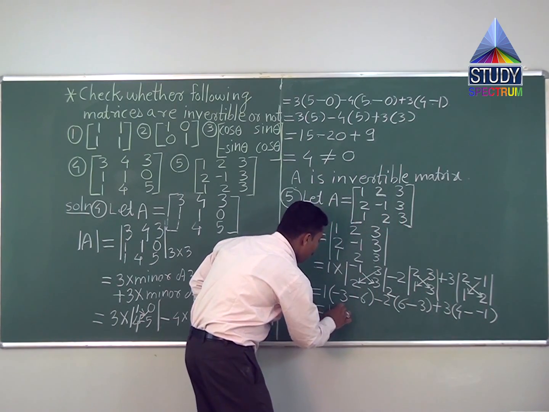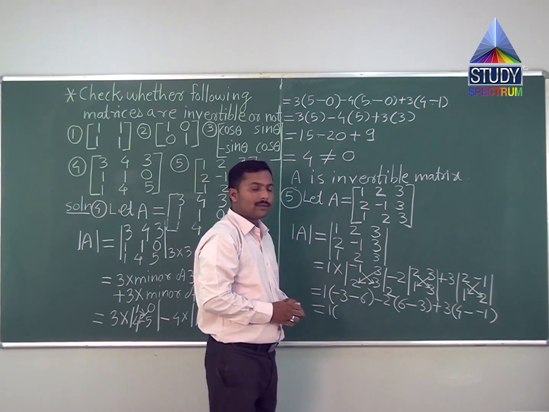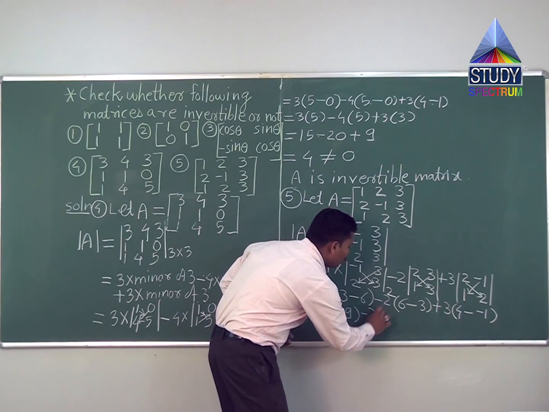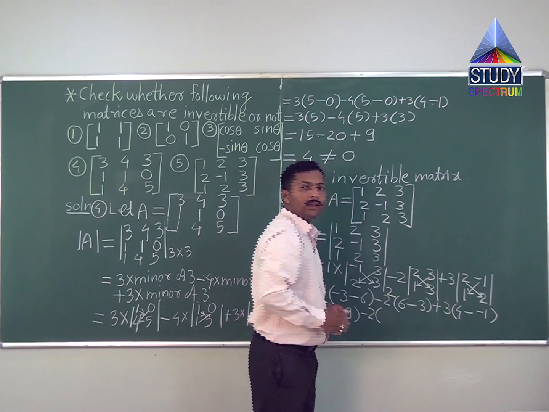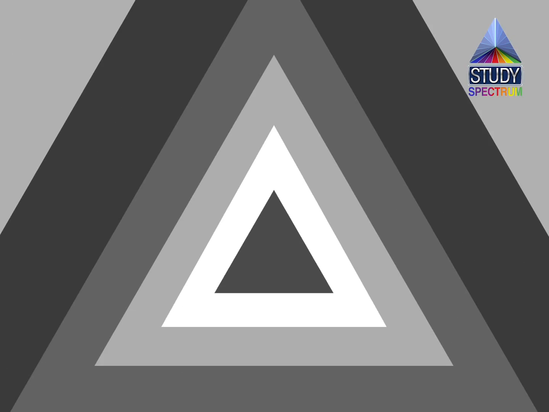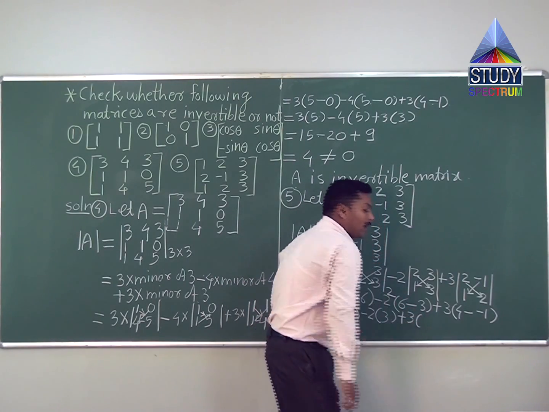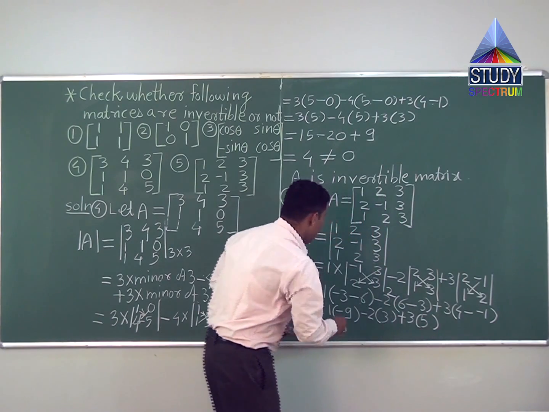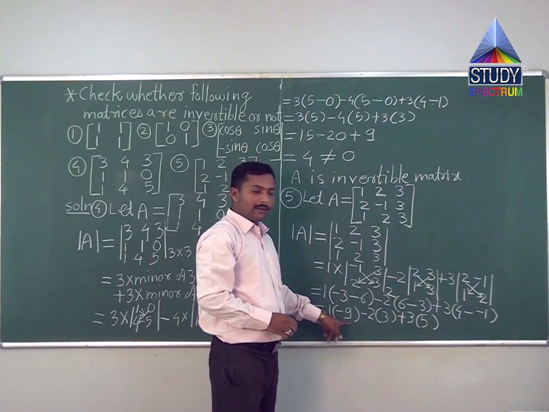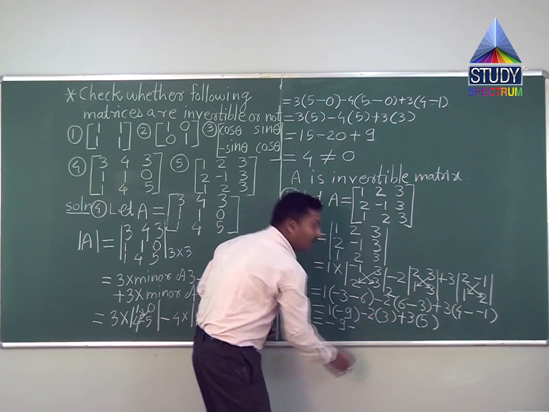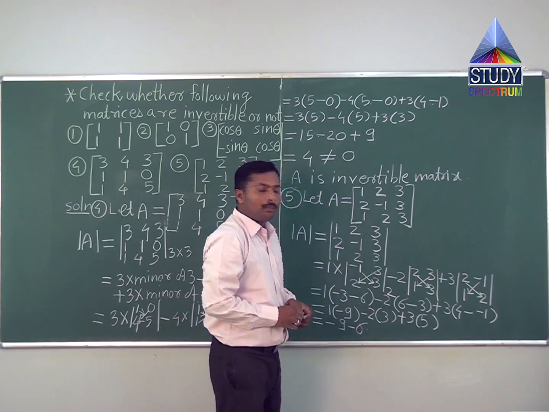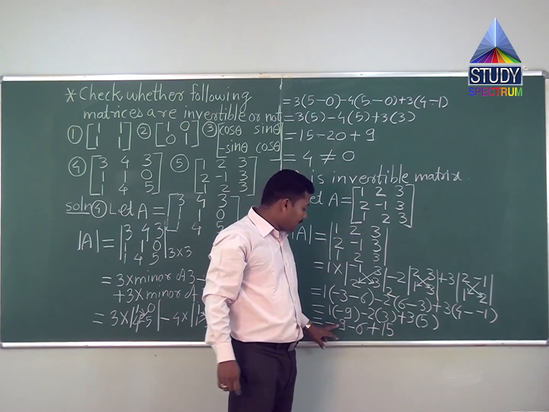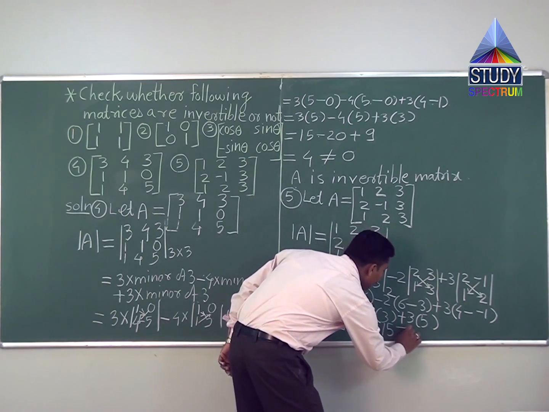So equal to 1 into minus 3 minus 6, what? Minus 9. Minus 2 into bracket 6 minus 3, 3, plus 3 into bracket. Here minus minus is plus, so 4 plus 1, 5. Equal to 1 into minus 9, minus 2 into 3, 6, plus 3 into 5, 15. Minus 15, minus 9, minus 6 means minus 15, plus 15 equals 0.